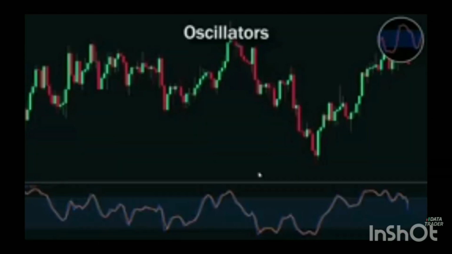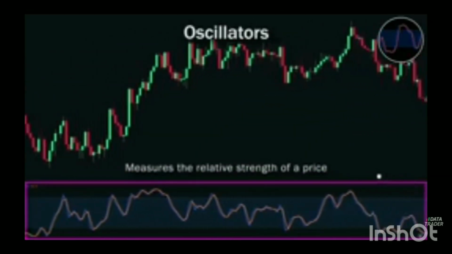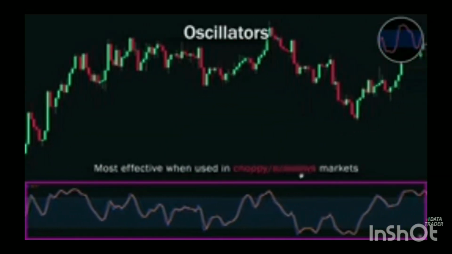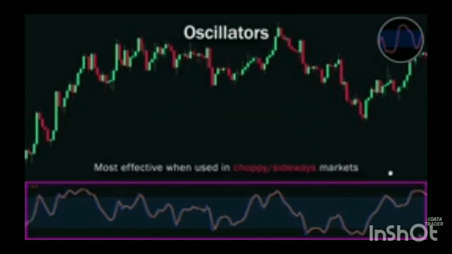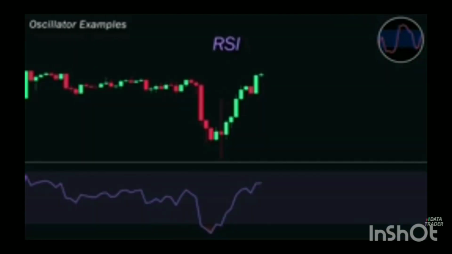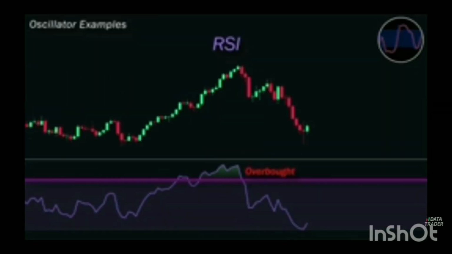Oscillators. These are the types of indicator that display the relative strength of a price. It is most effective when used on choppy or sideways markets. Most notable oscillators include RSI, when the line is in the reversal to the upside. If it's in the overbought region, it indicates a possible reversal to the downside.